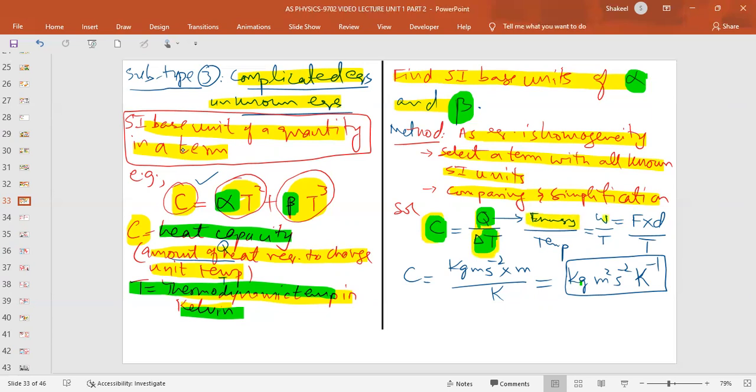So Q is energy, which is actually work, and it is F into D, and temperature is T. So just fill in the units of force, distance, and time, and you will get the answer of C as this, right? So this is your answer of C. This is not the final answer because you have to find the SI base units of alpha and beta.